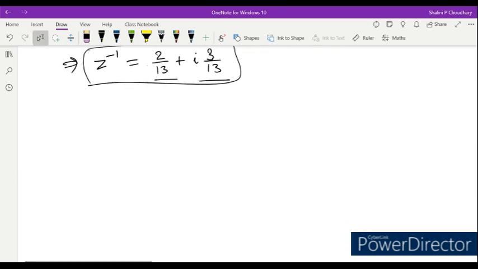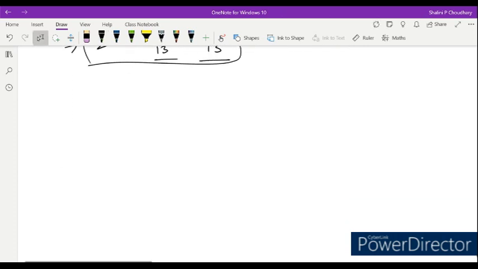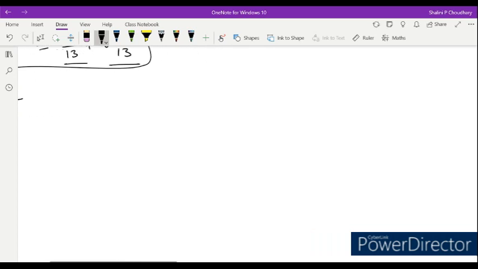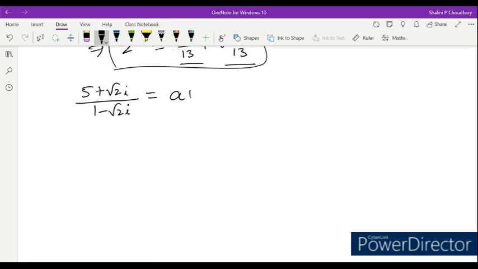One more question we will do. If we have the question 5 plus square root of 2i divided by 1 minus square root of 2i. So what we have to do, we have to convert this in the form of a plus ib. इसे a plus ib के term में हमें convert करना है. Okay, so how will we do this? 5 plus square root of 2i divided by 1 minus square root of 2i.